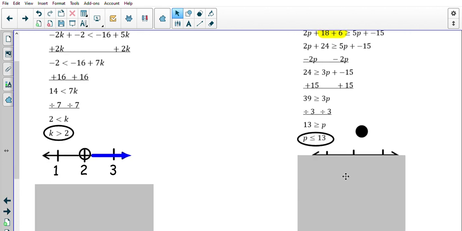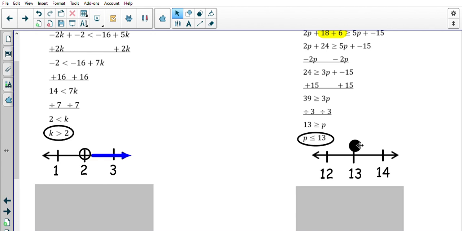I would rewrite it with the variable on the left, which would be p is less than or equal to 13. Again, if you write 13 is greater than or equal to p, that's correct as well. Now, this is going to have a closed circle this time because it's less than or equal to. And since it's less than or equal to, we are going to shade to the left, just like this.